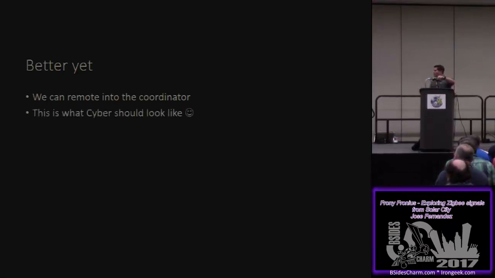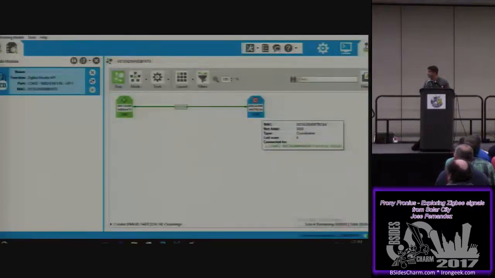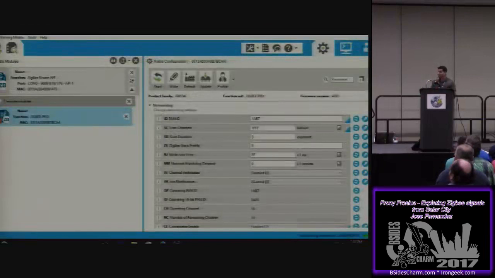This was the part that blew my mind. You can actually remote into the coordinator with the thing that you just pulled from the outside. So yeah, I can already see the looks on your faces, like, what? And this is what cyber should look like, in my opinion. Because if I just videoed how easy it was, it wouldn't be as cool.